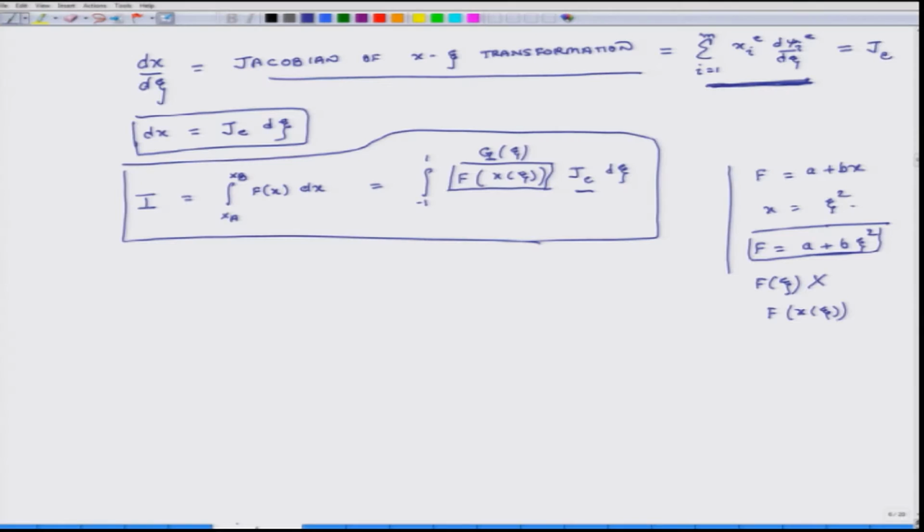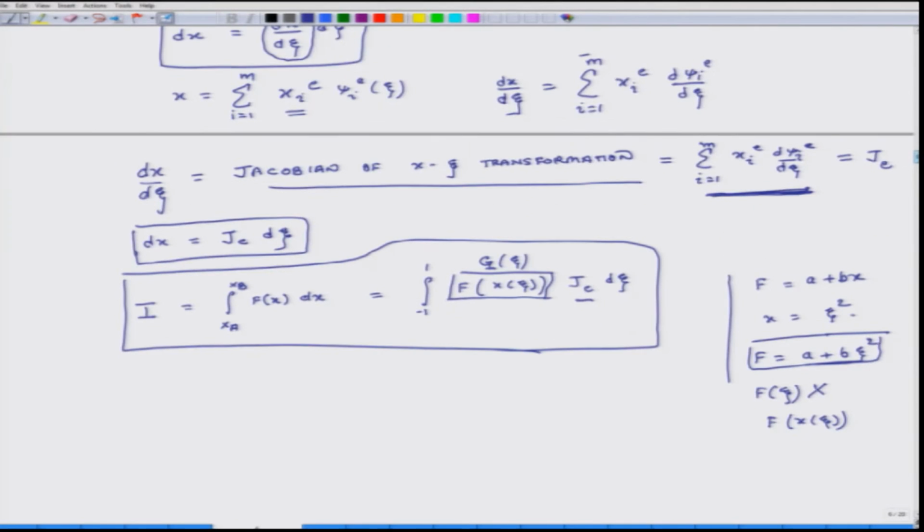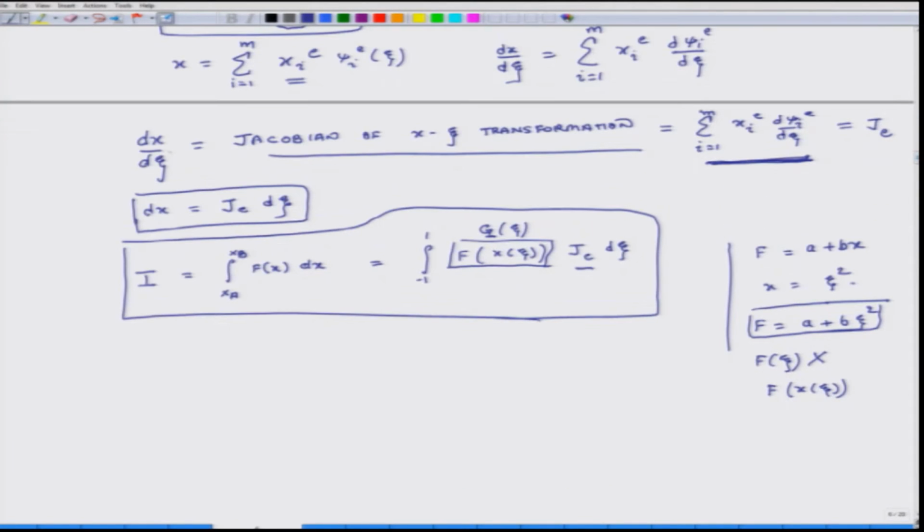So, we had shown in the last class that the derivative of x, at least in a one dimensional system, with respect to zeta is known as the Jacobian of the x to zeta transformation, and it can be explicitly calculated using this relation. It is symbolized in this course as J subscript E.